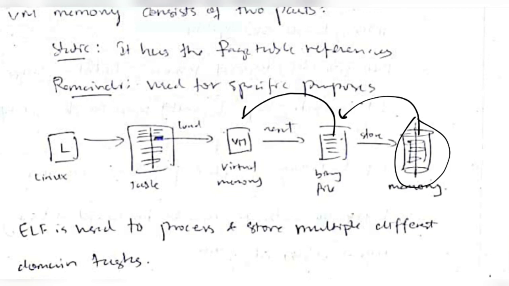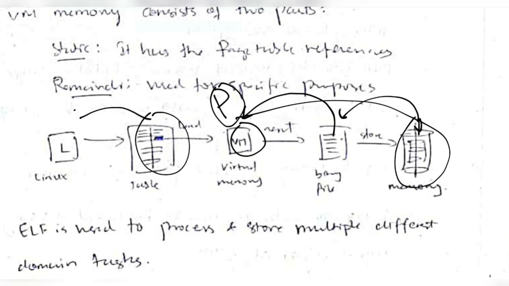That file will be loaded in the virtual memory, and from the physical address of this address, that will be converted to the logical address, and that will be displayed on the screen. Okay, and for carrying out this process, ELF is used to process and store the multiple different domain tasks.